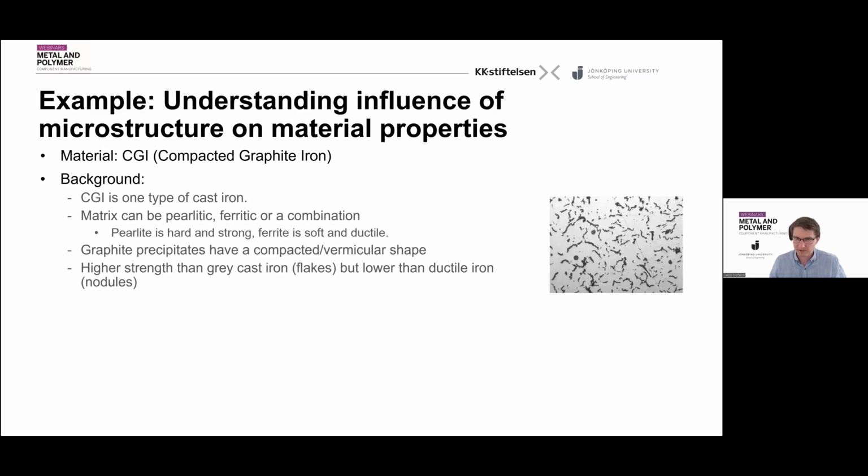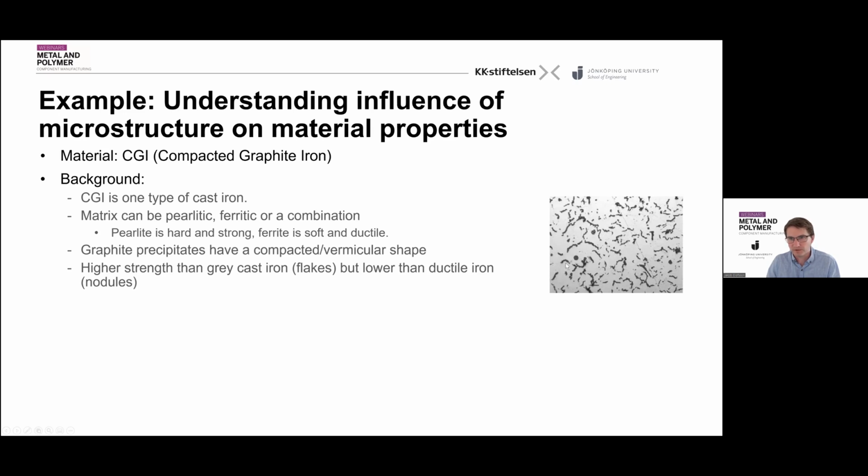So we investigated a compacted graphite iron. That's a material which some of you might know very well. It's one type of the cast irons. We typically talk about gray cast iron, with the graphite precipitating as flakes, CGI, which has more of a vermicular or compacted graphite shape, or ductile iron, where the graphite precipitates as nodules.